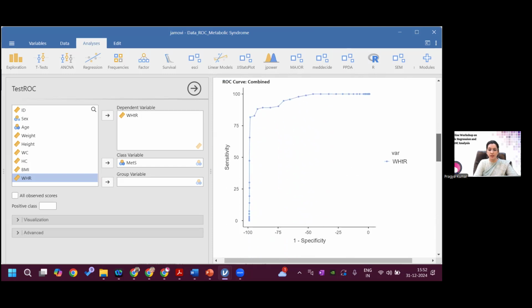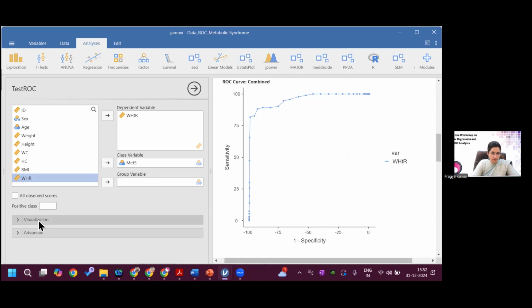Coming to the ROC curve, you can see this is the ROC curve, and these are the individual points. What are these individual points? These are the points of sensitivity and 1 minus specificity at each cutoff. And you can see it starts here at -100. You can see it doesn't start at 0. This is how Jamovi is. Here the 0 is this, and this is -100. So this is the graph.